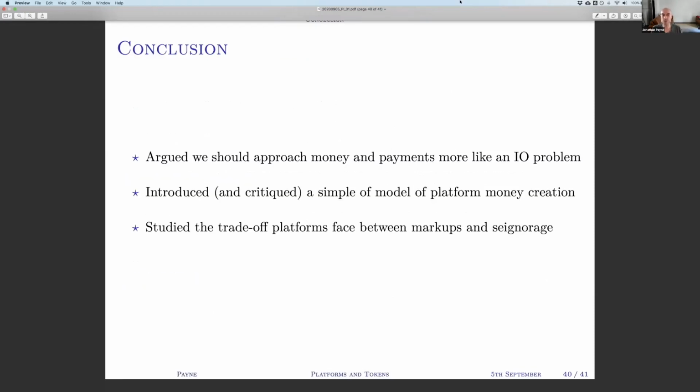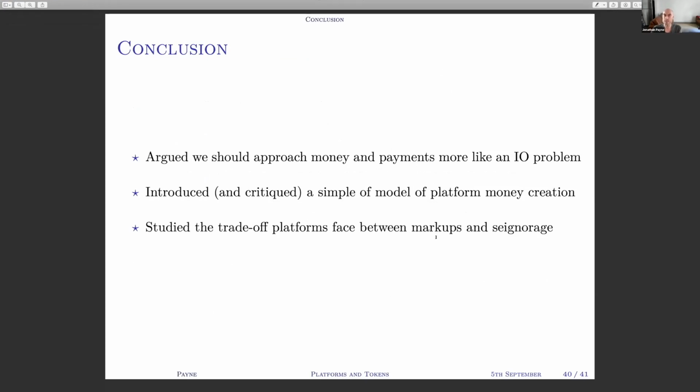I'll just conclude and say, look, the point of this project is to argue that we should really approach money and payments much more like an IO problem. We introduced and critiqued a simple model of platform money creation, and we really tried to draw out this trade-off the platform has: does it really want to be a trading platform and get a lot of markup revenue, or does it really want to have a very liquid or valuable currency and get signage revenue where the currency is used a lot? Okay, I think that's it.